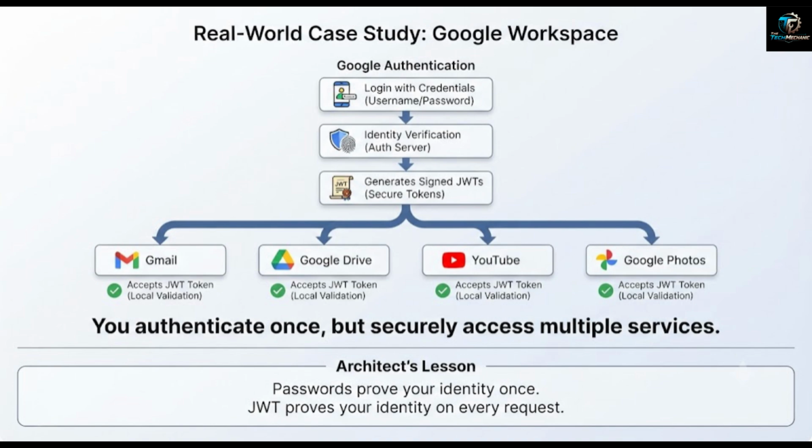So, what is the ultimate architect's lesson here? Passwords prove your identity once at the very beginning. A JWT proves your identity on every single request without ever risking your password again.